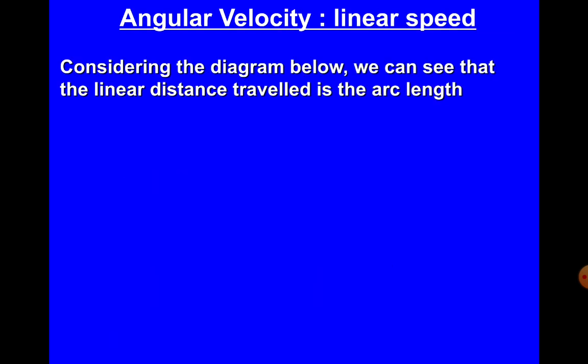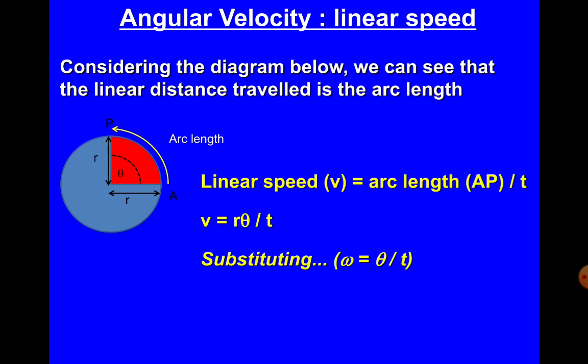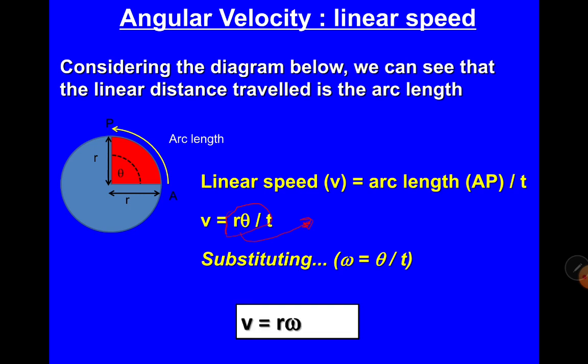How do we relate this with the linear speed that is traveled along the arc length? Now we know that the linear speed is the arc length divided by t. So that means we have the involvement of the displacement over the circumference. Okay, so if we substitute, we get v is r times angular speed.